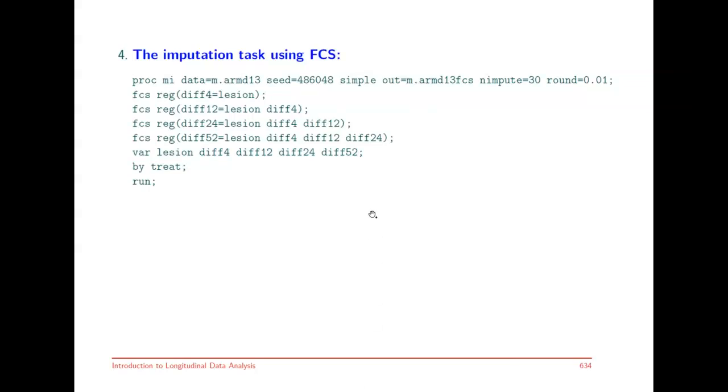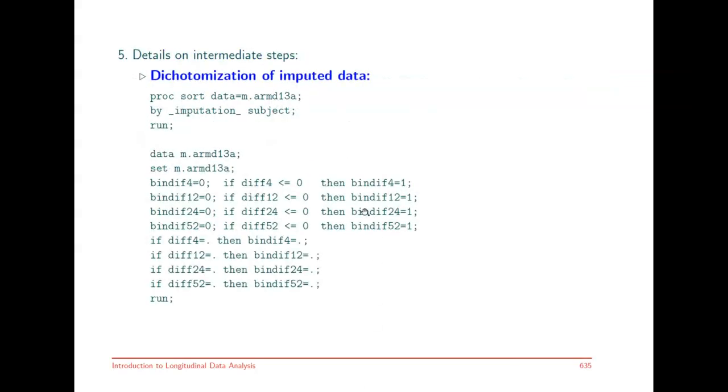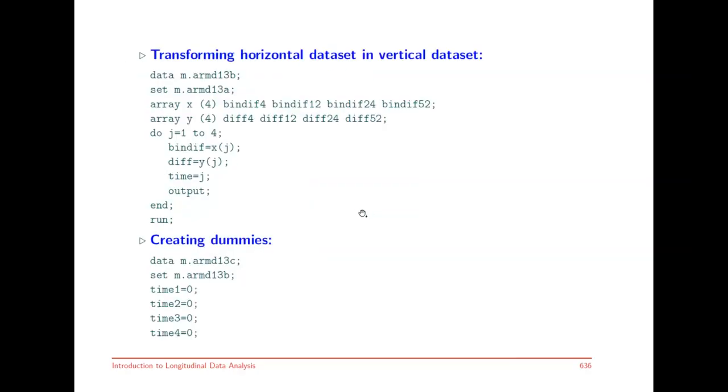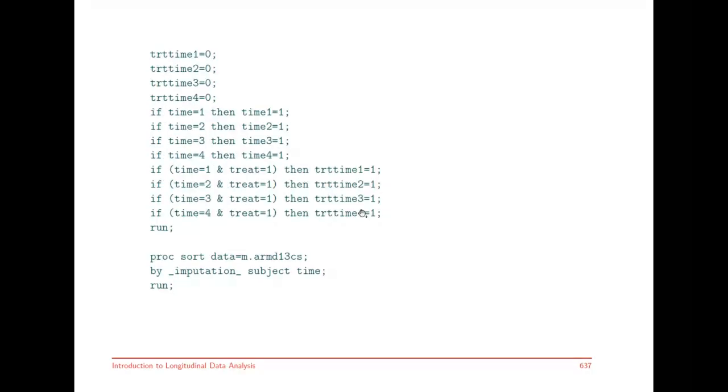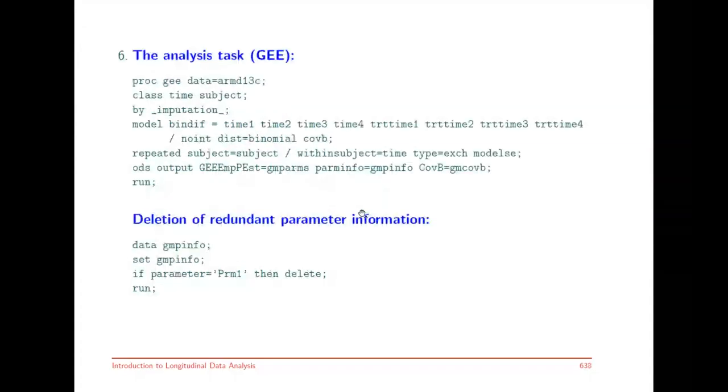So that's a very logical thing to do. And then I dichotomize my outcome, I do a bit of transformation. We will not dwell too much on the software details, and then I analyze my data. Very important, if I do, for example, GEE, I should do that by imputation, so that each of the 10 or 20 or 30 imputations is analyzed separately.